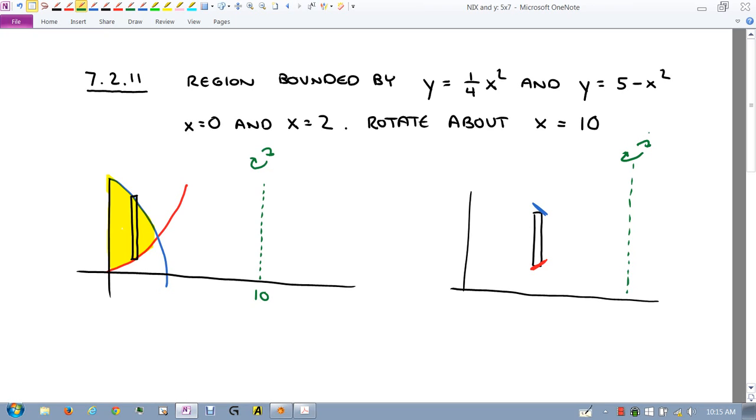Is dx going to change? No. Do the top and bottom change? Everything's the same. The only thing that's different is the rotation. The radius is going to be the distance from your axis of rotation to your rectangle. So I want to know what this distance right here is. 10 minus x. Because you know this distance from here to here is x. You know the distance the entire way is 10, right? So this is just 10 take away x.